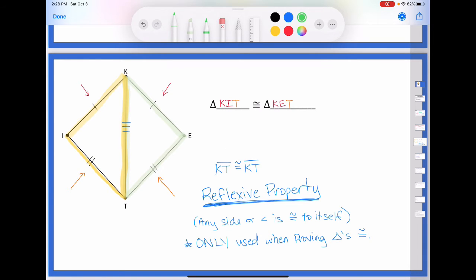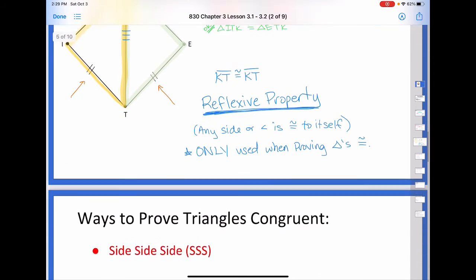Or, you could say, maybe I started at I, so I could say triangle IKT is congruent to triangle ETK, and then that would be IT, TK, KI. So as long as the order is correct, you can shuffle them around a little bit. There's a few more options, but you just have to make sure that the corresponding parts are lining up, okay? And the big thing that we learned here is about that reflexive property. So you always know that a segment or angle is congruent to itself.